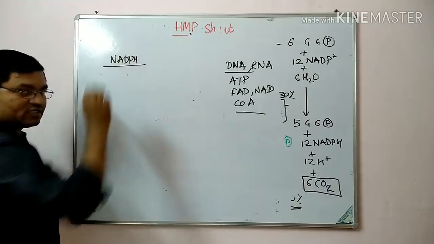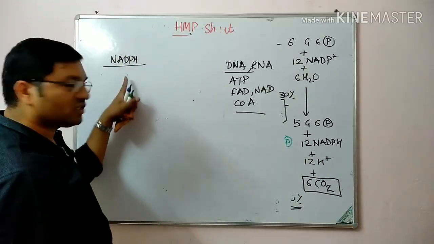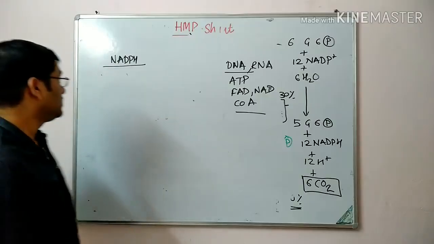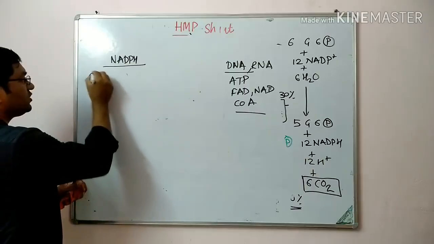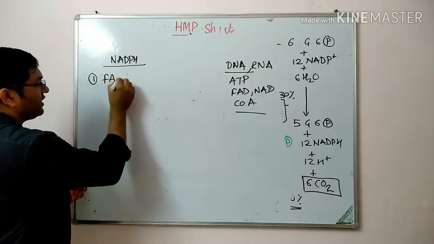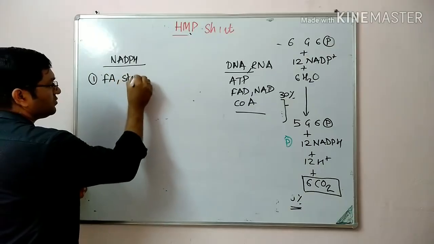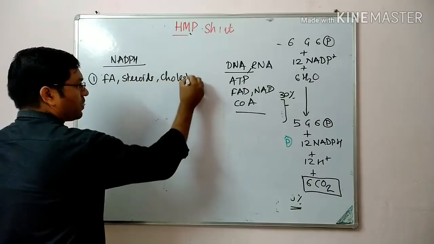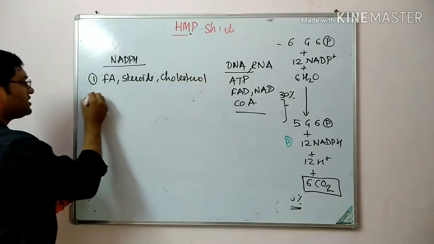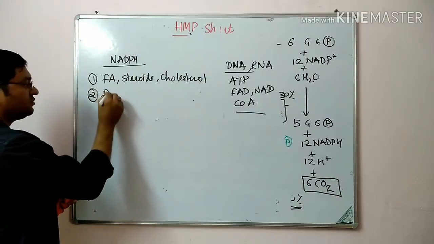Now coming to the uses of NADPH. The HMP shunt is a source of NADPH. The other source is the malic enzyme. This is the main source of NADPH. It is required for the reductive biosynthesis of fatty acids, steroids and cholesterol.